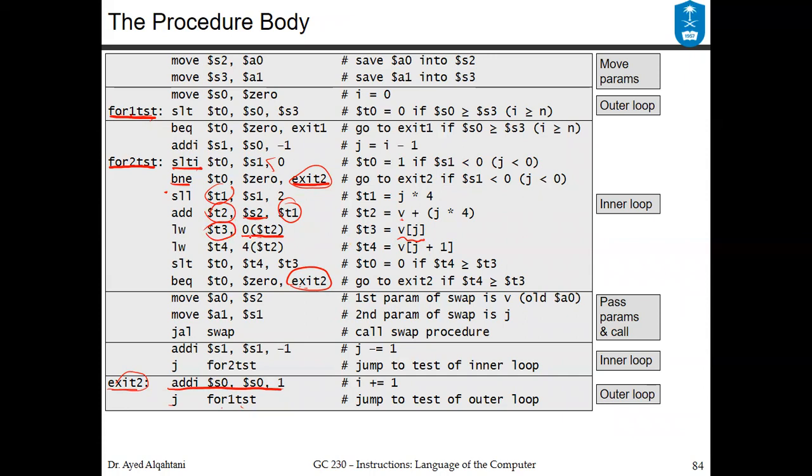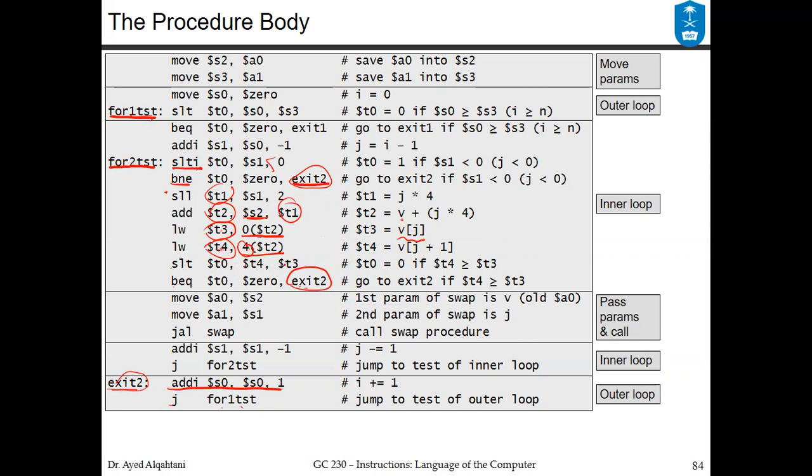Now, luckily, V[j+1] is just the following address, meaning that we need only to change the offset from 0 to 4. So you don't have to do shift left logical followed by add, because you already did it for the first one, which is V[j]. For V[j+1], you just change the offset to be able to load it to the other temporary value. Now we can compare those two by set less than followed by a branch equal. And this is what we did here.